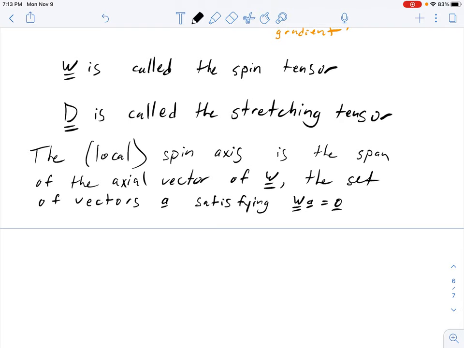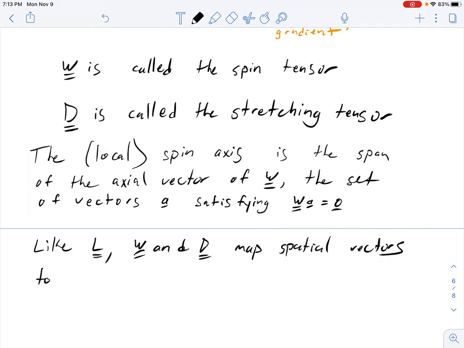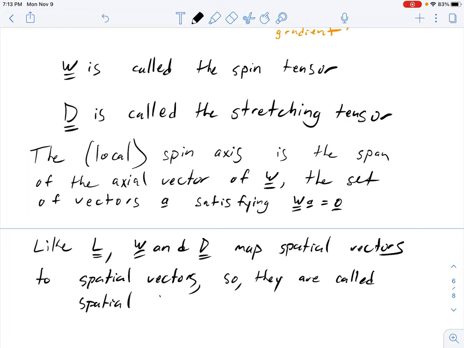So, like L, the velocity gradient, its skew symmetric and symmetric parts map spatial vectors to spatial vectors. So they are called spatial tensor fields. Or we'll just say spatial tensors.